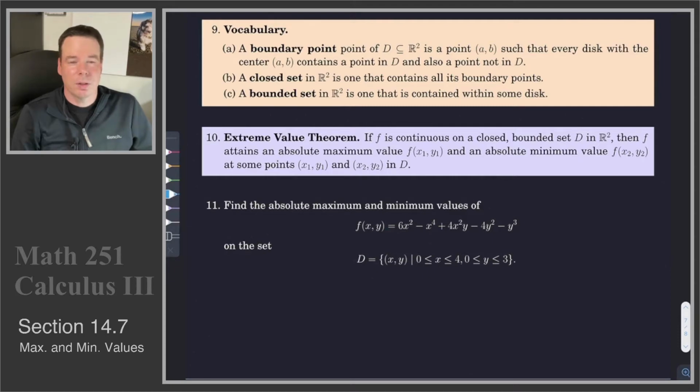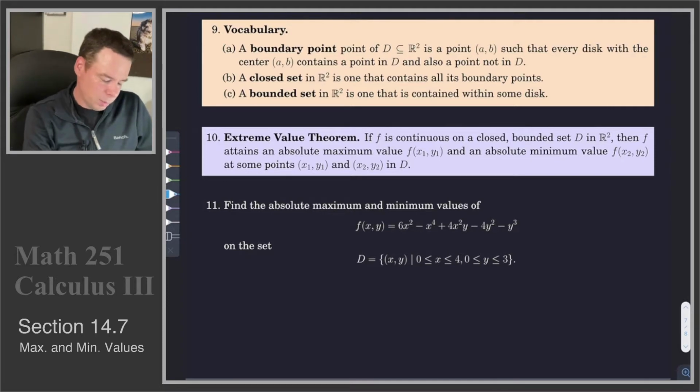In this last part of the section on maximum and minimum values, we're going to be focusing on finding the absolute maximum and absolute minimum values of a function. And in order to do that, we first want to discuss when absolute max and absolute minimum values actually exist. So for that, it really depends on the nature of the function and the domain that the function is defined on. So a little bit of vocabulary to start off with.